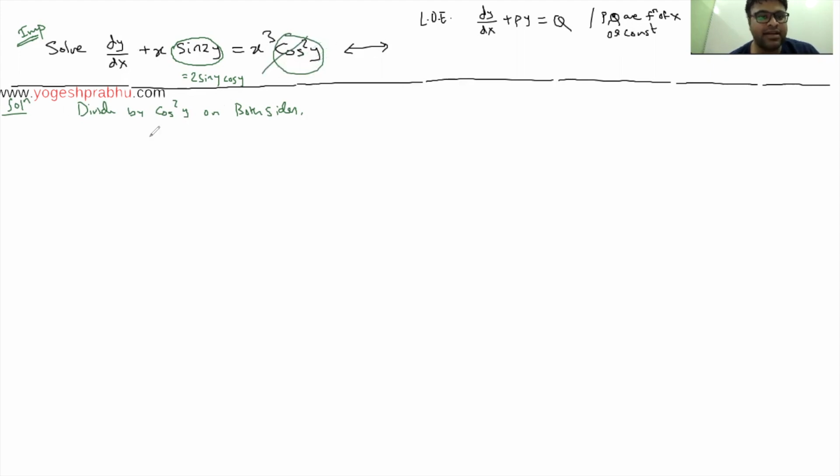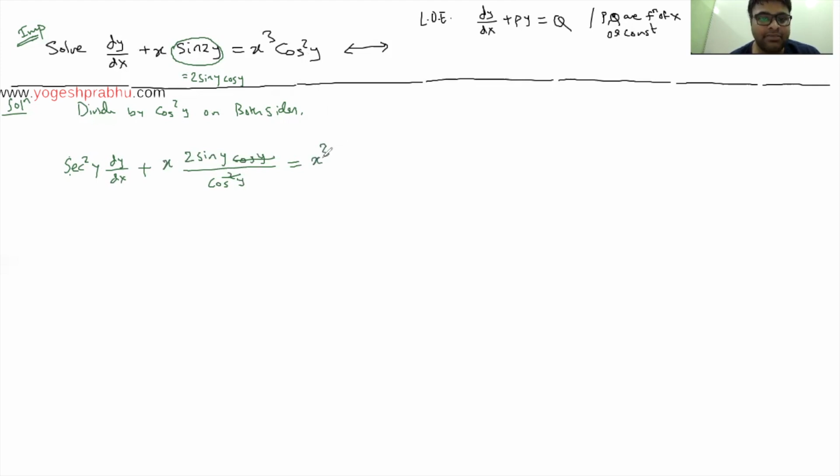So if I divide by cos square y on both sides, this term will become sec square y dy by dx. That is 1 by cos square y here. Plus this is x. Sine 2y is 2 sine y cos y, and I am dividing by cos square y. Right? And then this cos y will cancel out. And then on the right hand side also I'll divide by cos square y. So this cos square y will go away, and then I'll have only x cube.